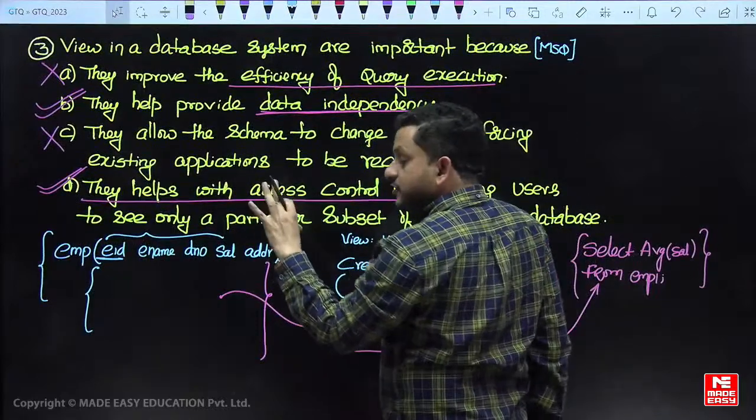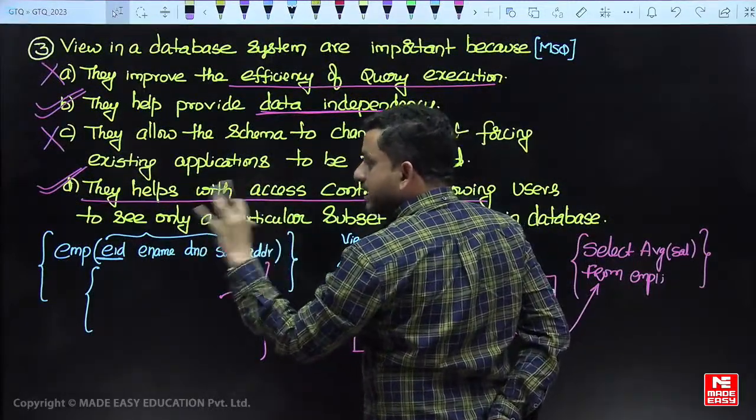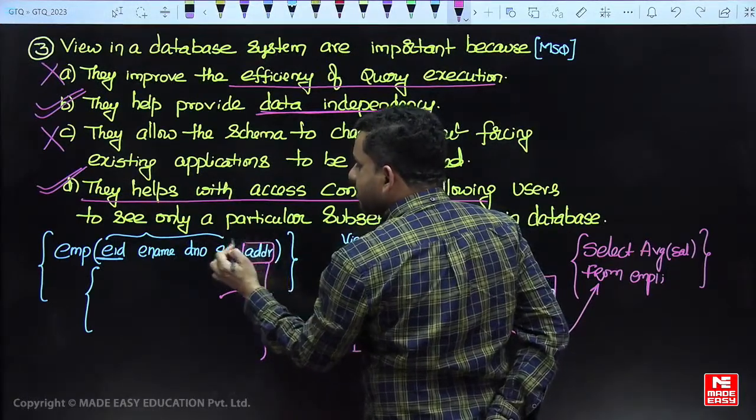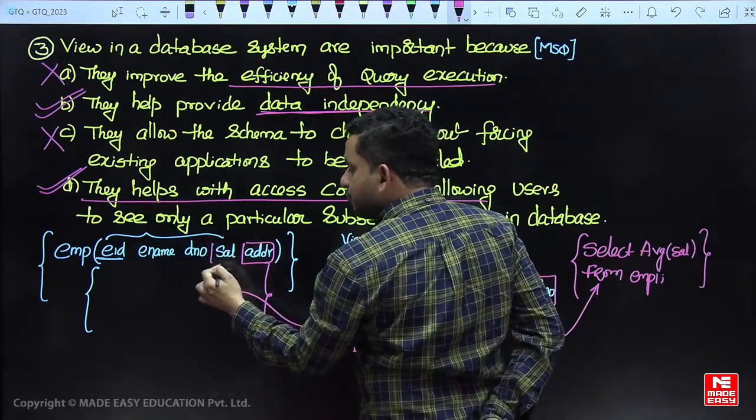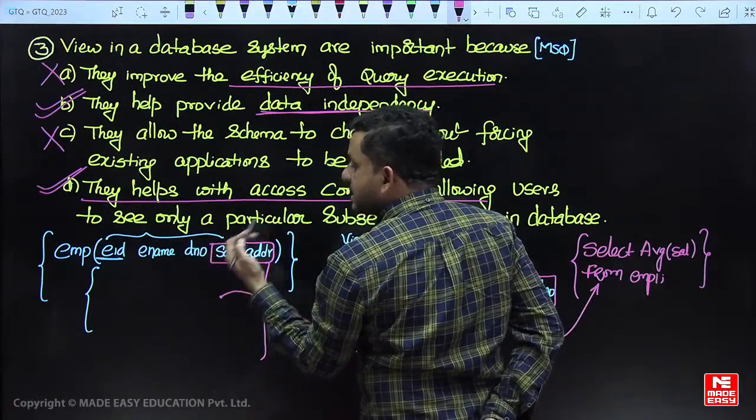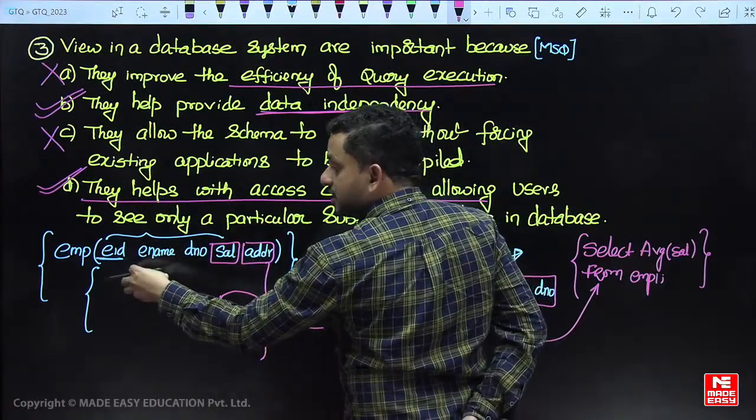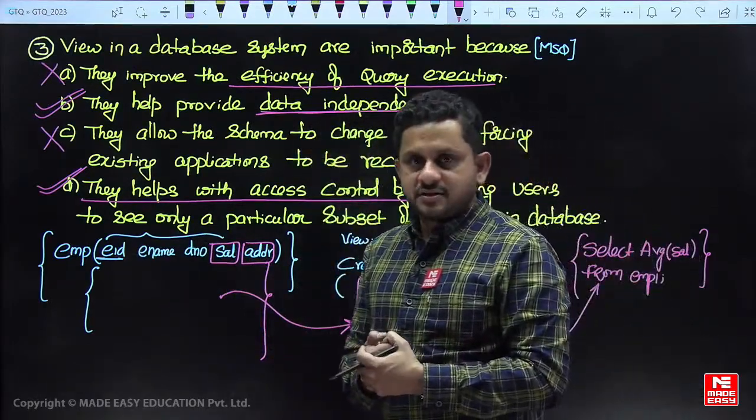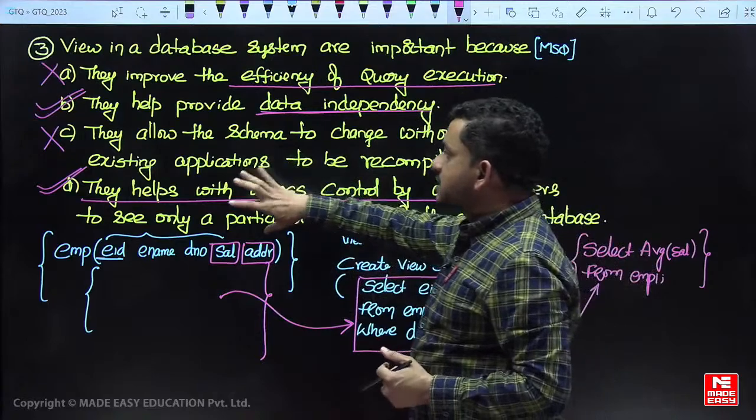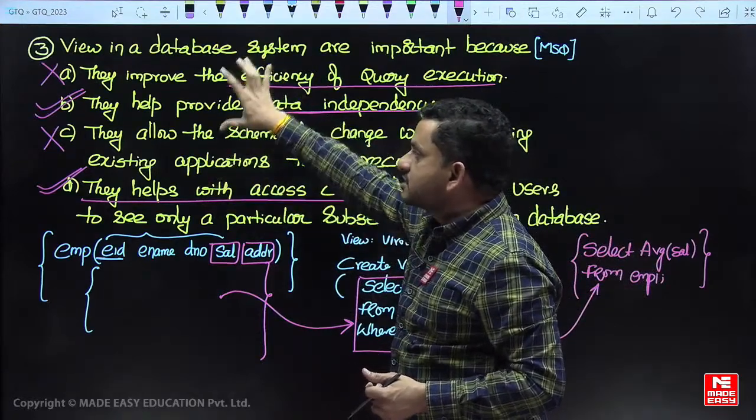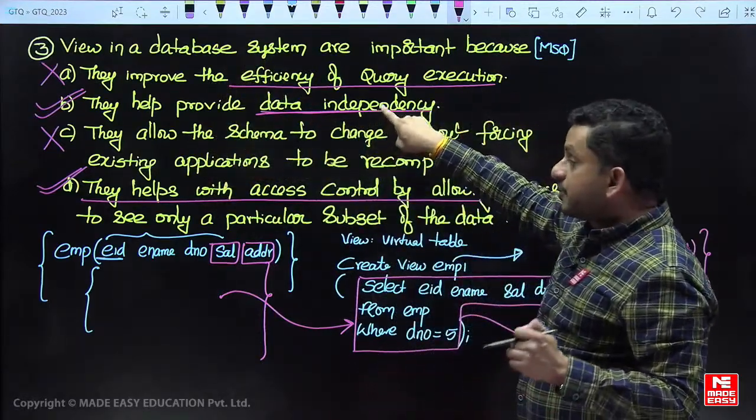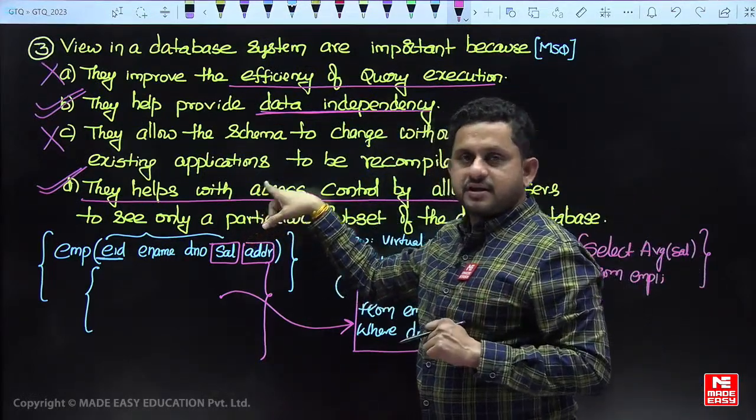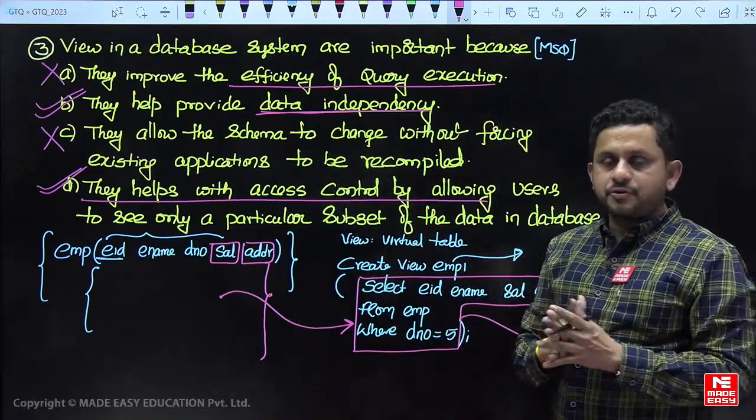Assume that one category of users is not allowed to see the address, and another category of users is not allowed to see the salary. A subset of the conceptual schema can allow for different sub-users. So this is also a correct statement. These are the real advantages of views. They help with data independence, and they help with access control and security. So this is about the view.